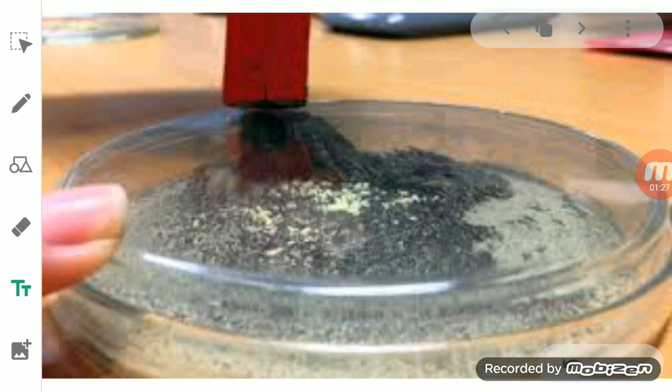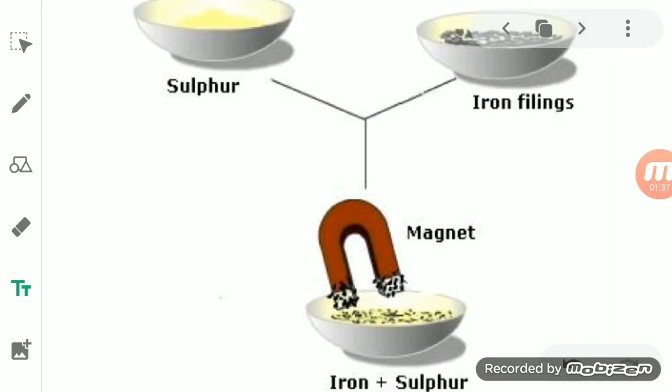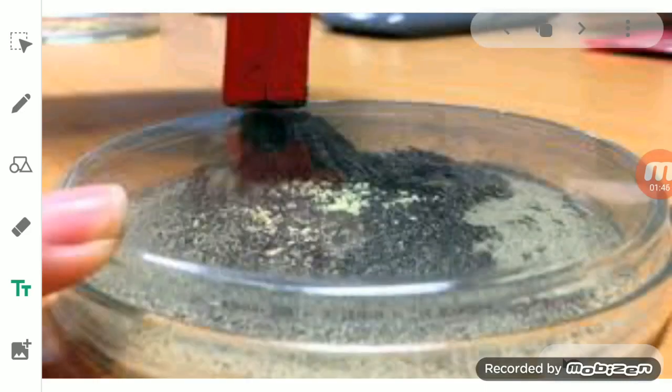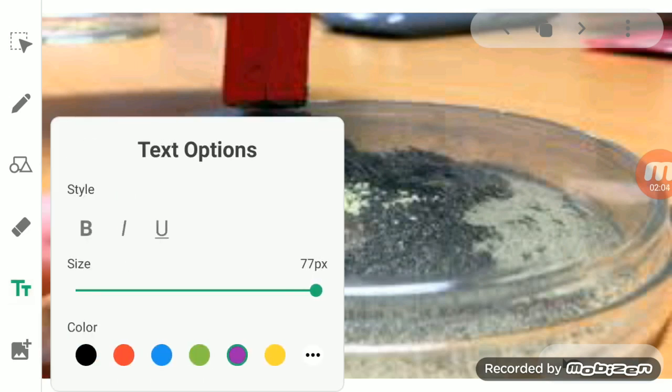Now we will see another method by which we can separate two solid components from each other, and that is separation with the help of a magnet. If a mixture contains iron as one of the constituents, it can be separated using a magnet. This process is known as magnetic separation.